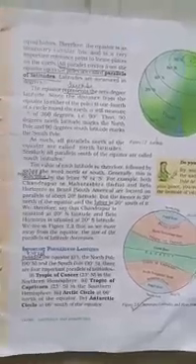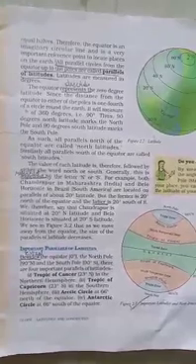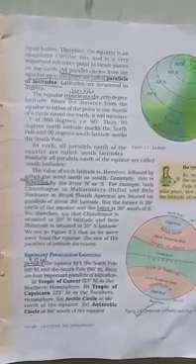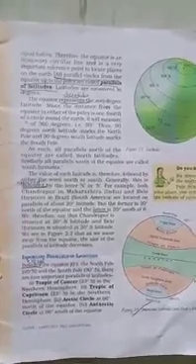There are 4 important parallels of latitude. Now we are going to read the 4 important latitudes. First one, Tropic of Cancer, which is at 23 degrees north in the northern hemisphere. Tropic of Capricorn, 23 degrees south in the southern hemisphere. Arctic Circle at 66 degrees north of the equator and Antarctic Circle at 66 degrees south of the equator.